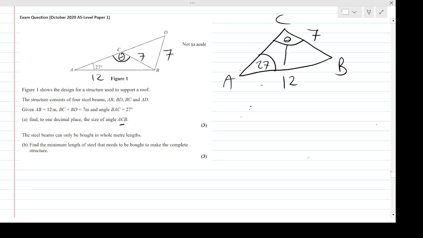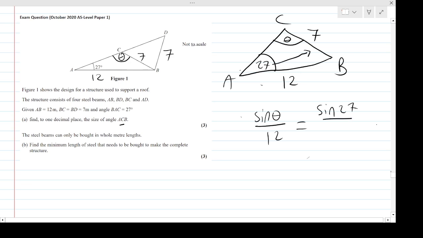So firstly, the angle theta is opposite, or facing, the 12. So we're going to have sine theta over 12. And then it's going to equal, well, the other angle is 27, and that's facing the side 7, the side BC. So that's equal to sine 27 over 7. Then to get sine theta on its own, I times both sides by 12. So 12 lots of sine 27 over 7.